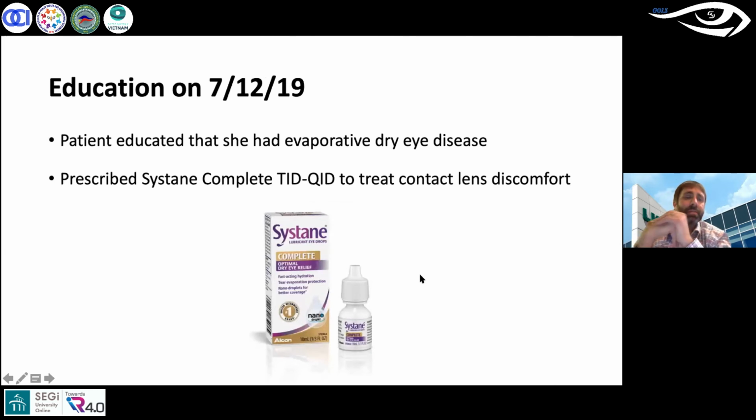So what I decided to do is start simple. We educated the patient that she had evaporative dry eye disease, and then we wanted to prescribe a first tier dry eye treatment, which was artificial tear. In this case, I picked Sustain Complete, and I asked her to use it 4 times per day, and that she could use it with her contact lenses. So before, after, and during contact lens use.